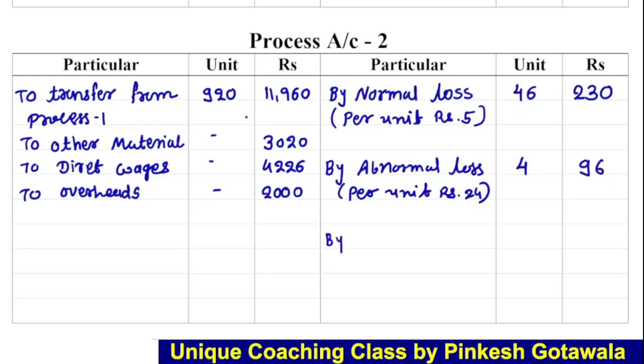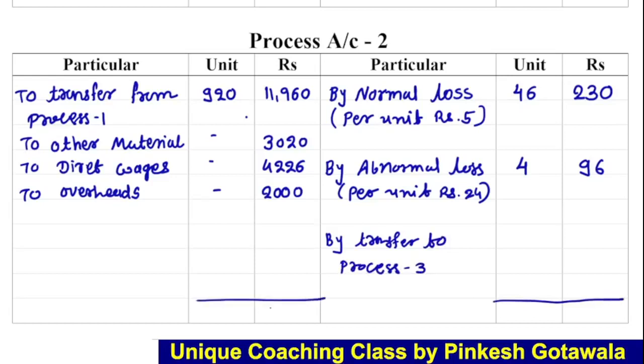Now just close the account. Whatever difference comes will be transferred to process 3. Here 920 and the total comes 21206. 920, 464, here 870, 230 and 96, 20880. And remember I told in our first process that the abnormal loss or gain per unit cost will be the same. Okay, the balance is transferred to the next process.